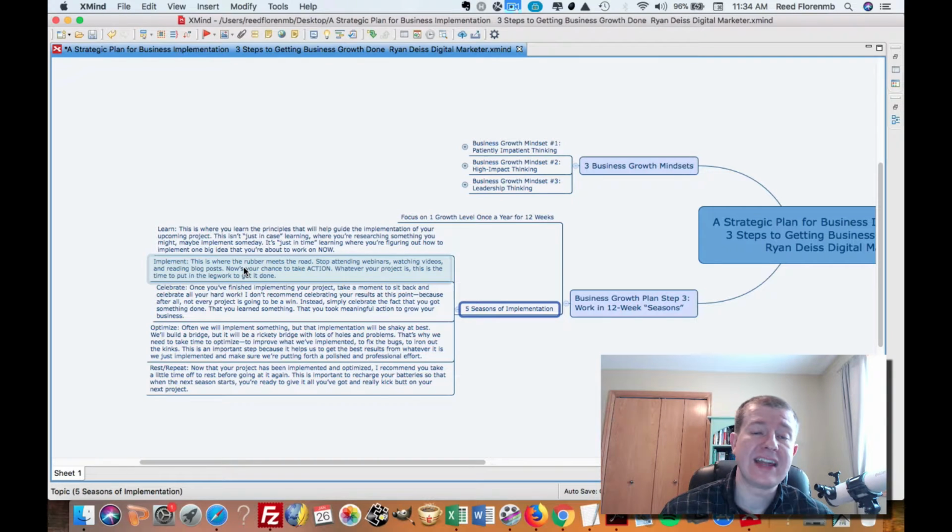Then the implementation. This is where you implement what you've learned. So maybe you found a course on how to create this lead magnet. Okay, so you make the lead magnet right after you've gone through the course. Maybe it talked about getting something that you can demonstrate in 5 minutes to people and they can actually take action on it right away. So you've got that, and that's your lead magnet.